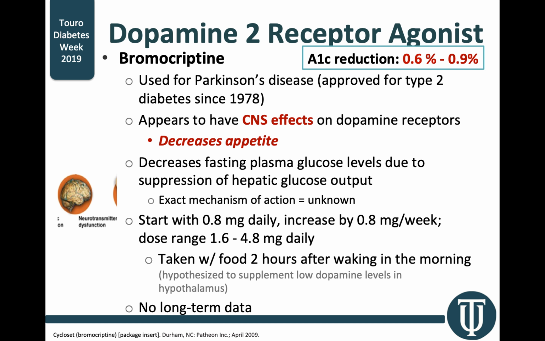How do we start this medication? So we want to start low, then slowly increase weekly to a tolerable dose by the patient. And in terms of how to take this medication, it should be taken with food 2 hours after waking up in the morning. We really don't have long-term data for this class.